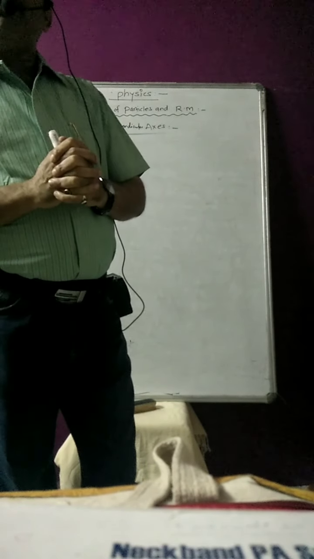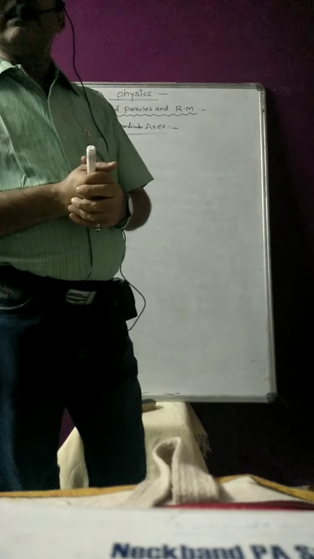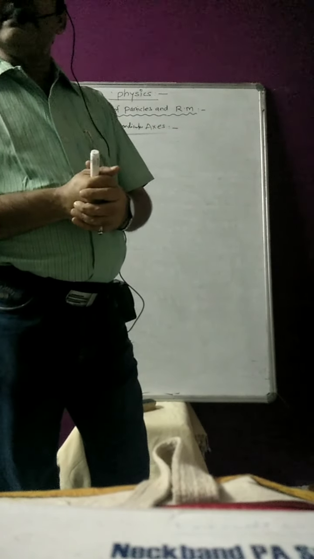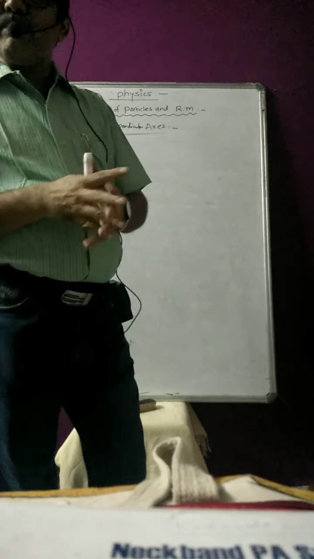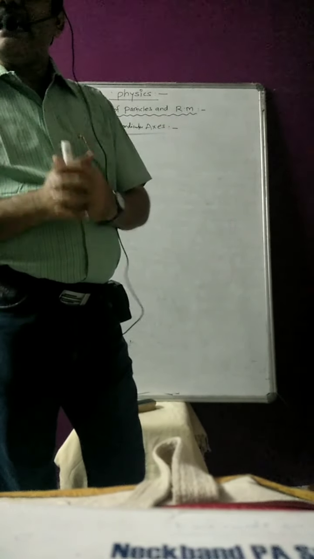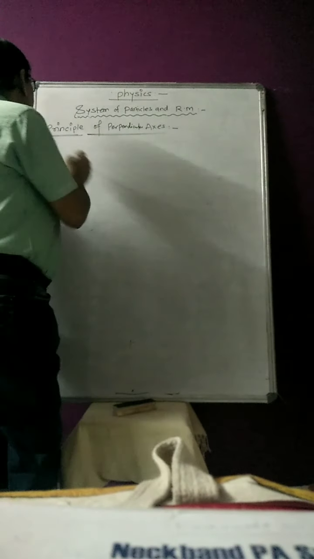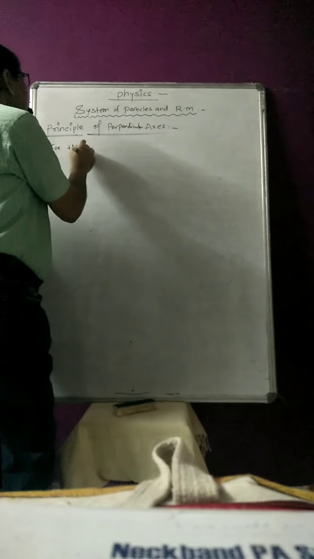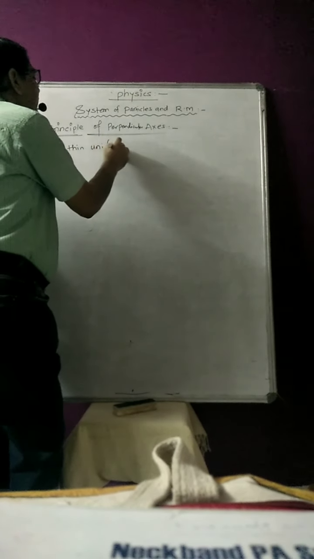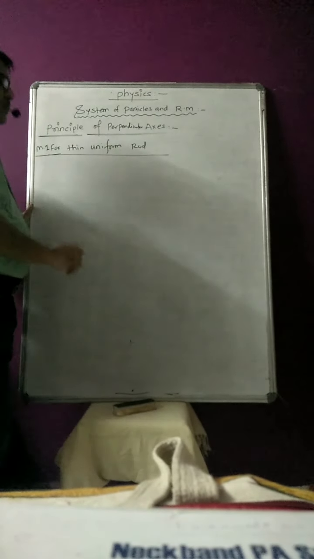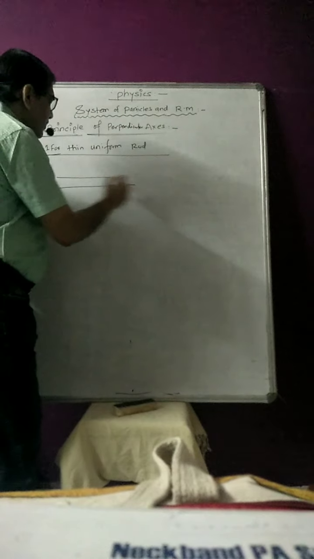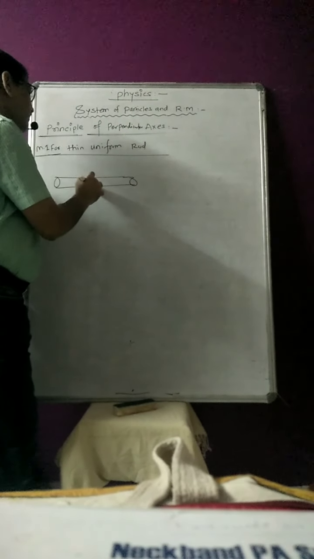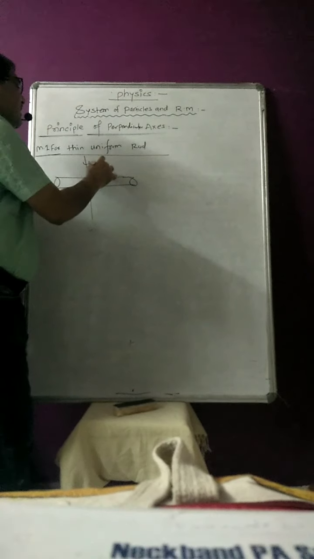So moment of inertia of thin rod, but about which axis you are talking about? If I want to find out about the axis which is passing through its center and perpendicular to its length, what will be its moment of inertia? So the first case, for thin uniform rod, find out the moment of inertia for thin uniform rod. Okay, so now suppose this is the thin uniform rod, and I want to find out the moment of inertia about this axis.